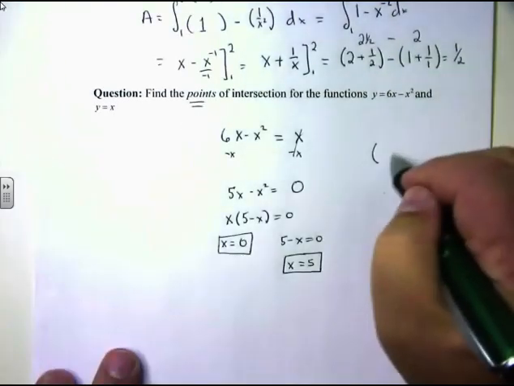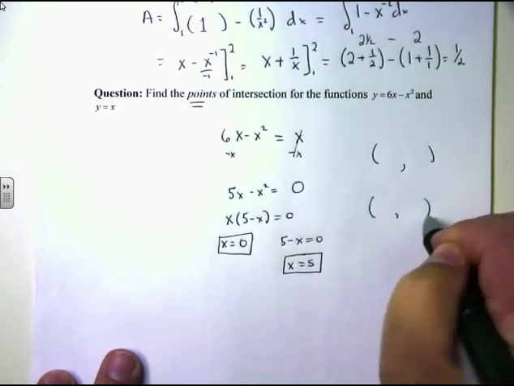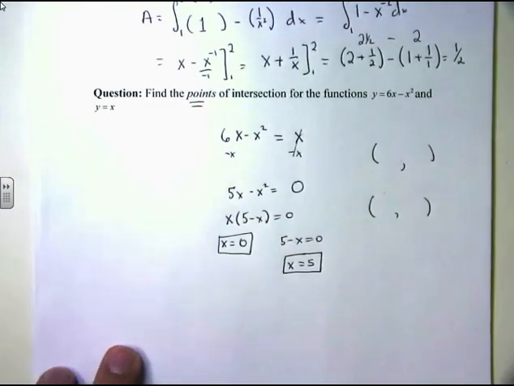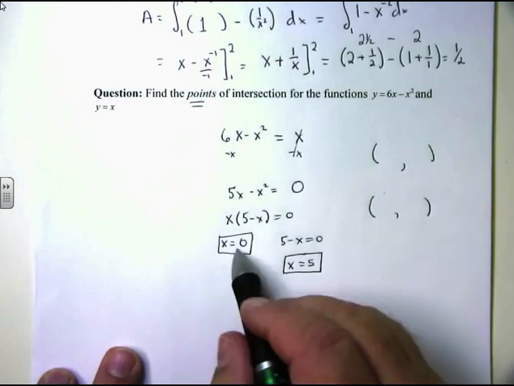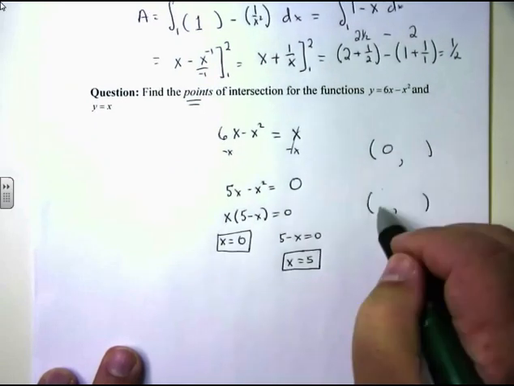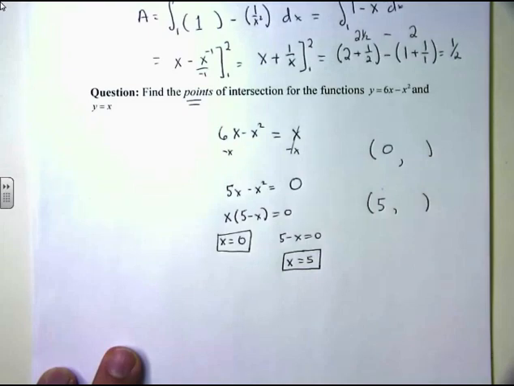But they did say points of intersection. So to answer this question, you need an ordered pair. Because of that top minus bottom dx, or right minus left dy, sometimes you need the x variables, sometimes you need the y variables. So when they want the points of intersection, we're going to give them both. We'll give x and y coordinates. X is equal to 0, x is also equal to 5, so there's my two points, but I need the y coordinate.